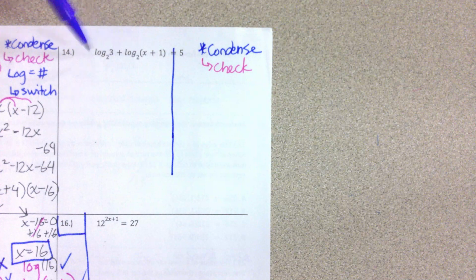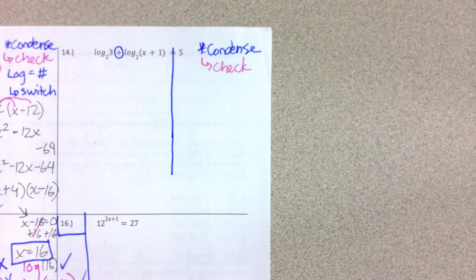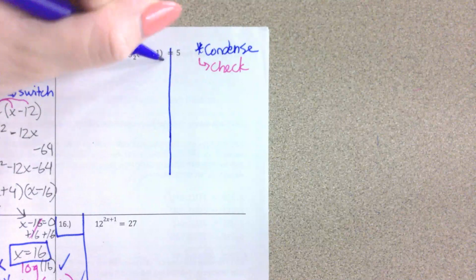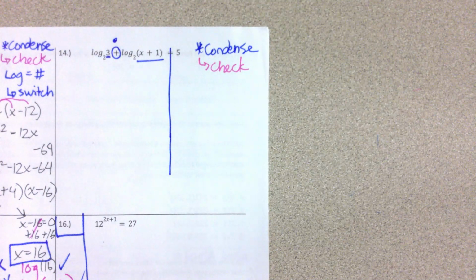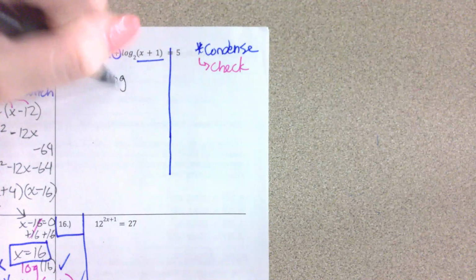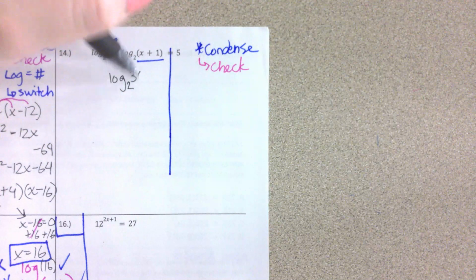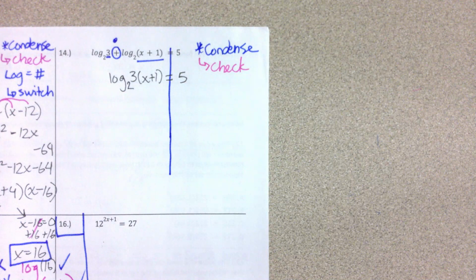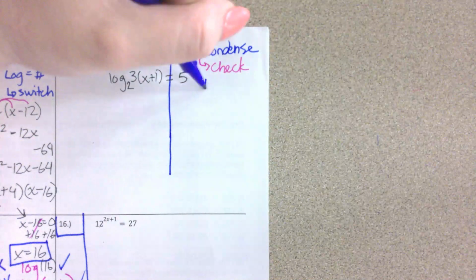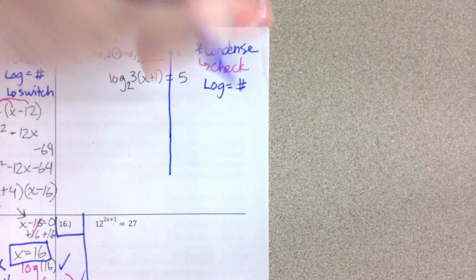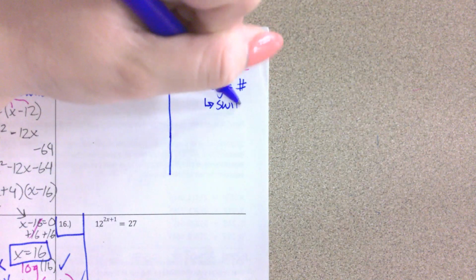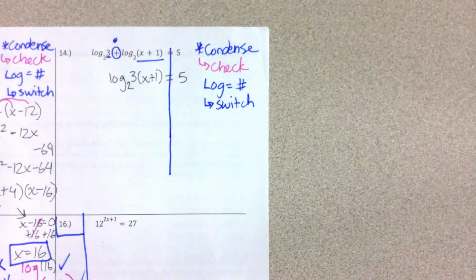No numbers in front of the logs, so we just do the operation in between. The plus tells me I'm going to multiply these. 3 times x plus 1. So I have log base 2 of 3 times x plus 1 equals 5. At this point, I can see that this is log equals number. And remember, when you have log equals number, you will switch. That's the only way to solve it. Base stays base, the other two switcheroo.